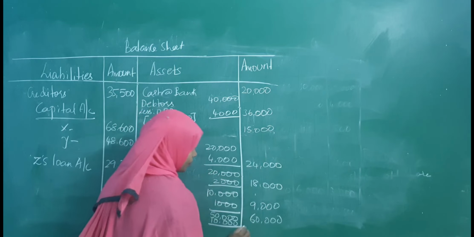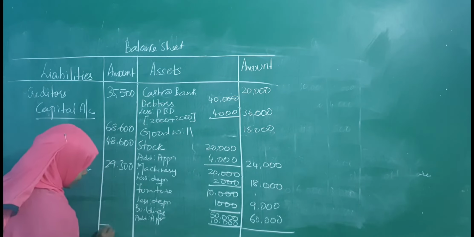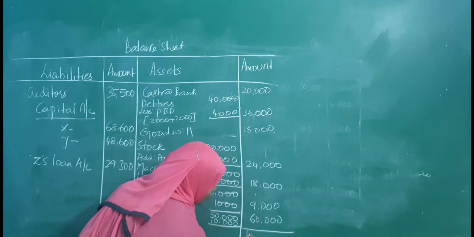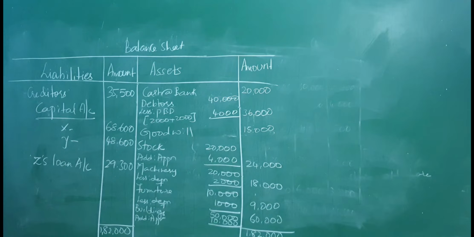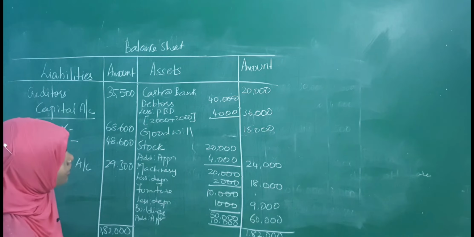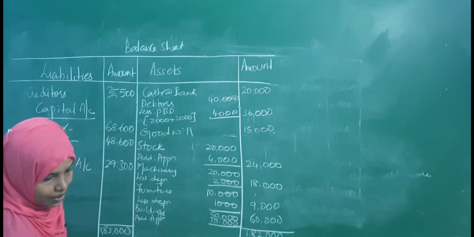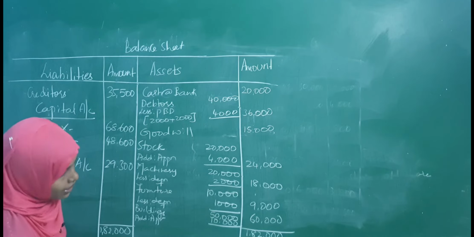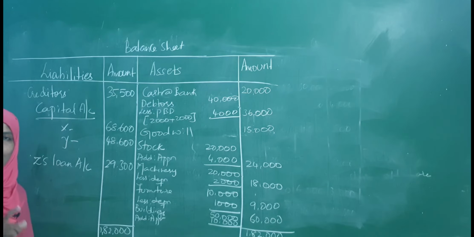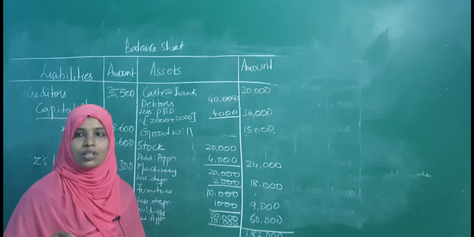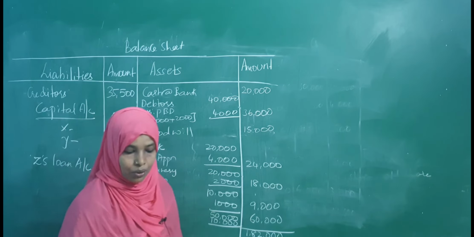Now you have to total both the sides. If you total, it comes to 1,82,000. This side also 1,82,000. Fine. This is a simple format where you can just check the things. 20,000 is cash at bank, debtors 36, then 24,000, 18,000, 9,000, 60,000 and 15,000. So this is the proper sum for 12 marks where you have to prepare revaluation account, partners capital account and balance sheet. Just go through this.